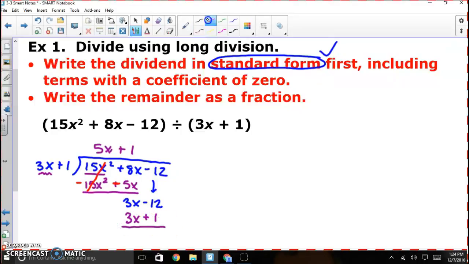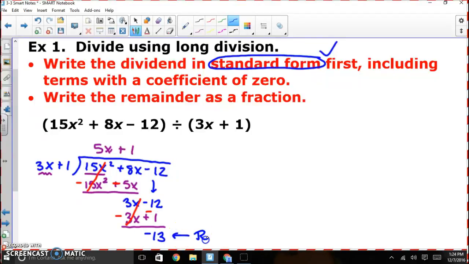From here, we're finding the difference, so our signs are changing, and we represent that subtraction. 3x minus 3x is going to cancel. If we have negative 12 minus 1, it's becoming an even lesser value of negative 13.